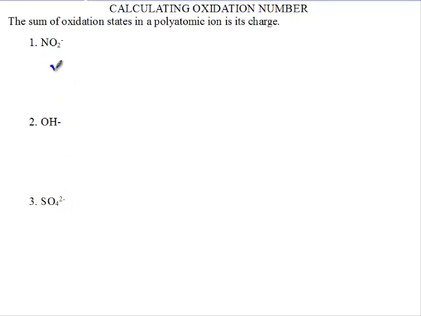We don't know that of nitrogen, so we are going to use X to represent that. Plus 2 times oxygen, which is minus 2. And everything should be equal to minus 1, because there's a minus sign here. So this time around, instead of it being equal to 0, it is equal to minus 1.